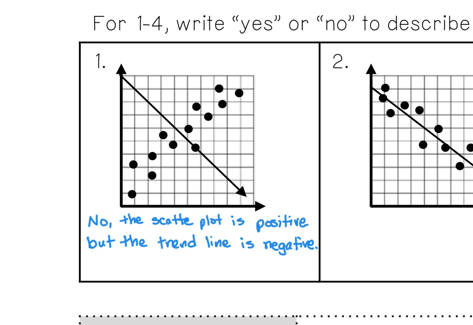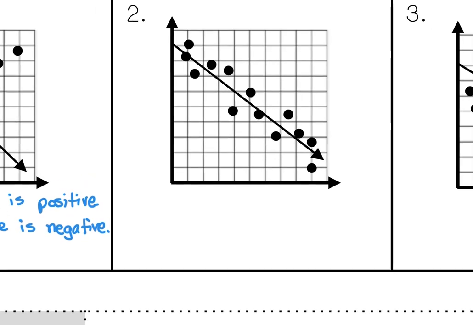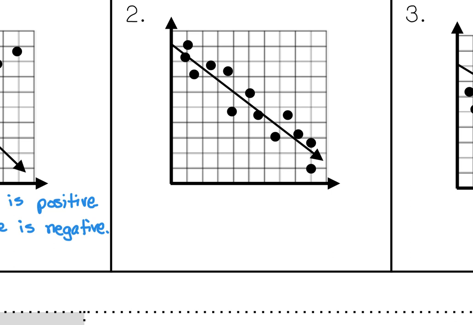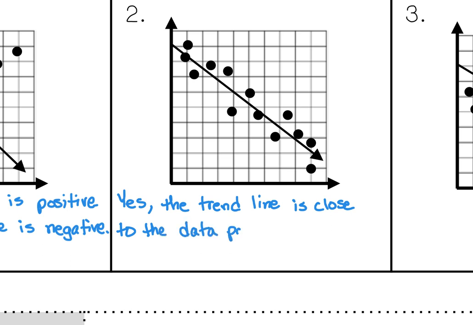All right, number 2. Is this a good trend line? Yeah, it looks pretty good to me. The trend line is close to the data points. That's it. All right, let's look at number 3.